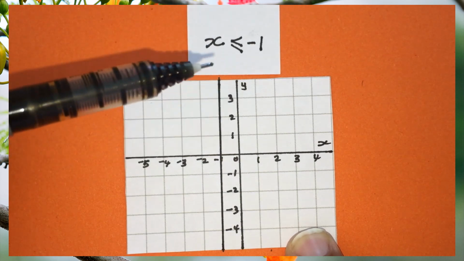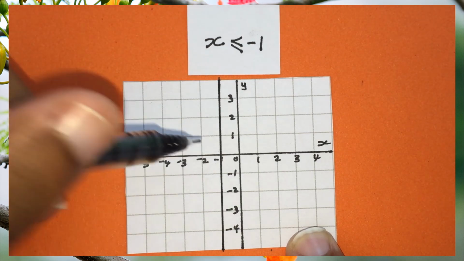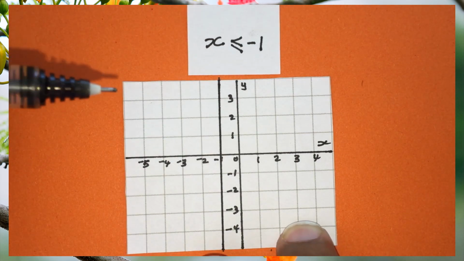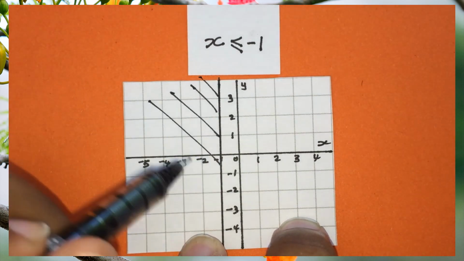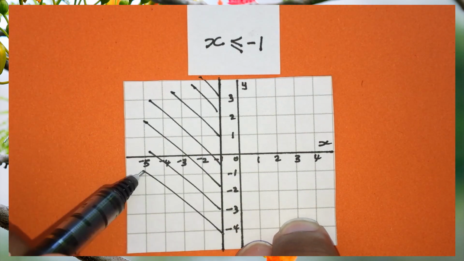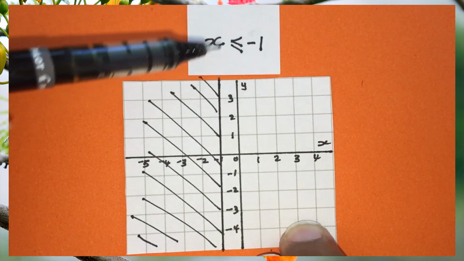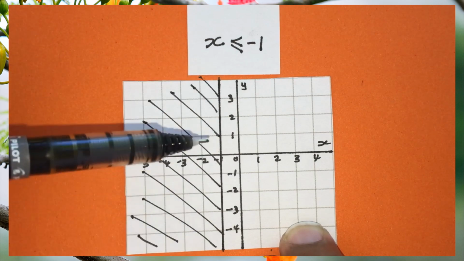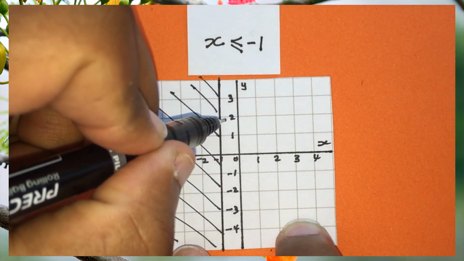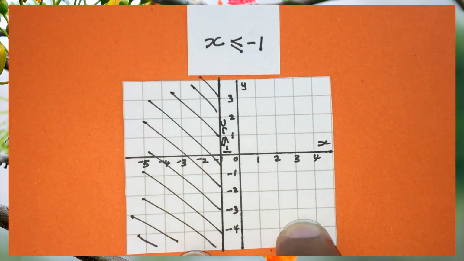So we now need to determine where the x values are less than or equal to -1. -2 is less than -1. So we're going to shade this side to the left. Notice with this example, because the inequality sign has that equal to in it, we use a solid line. And then we can simply write x is less than or equal to -1 on it.